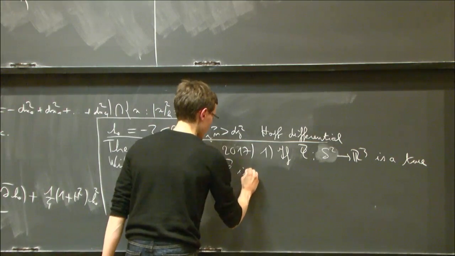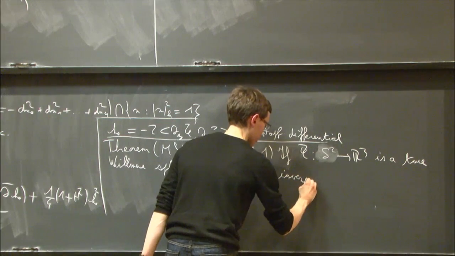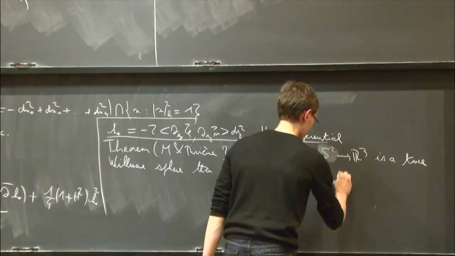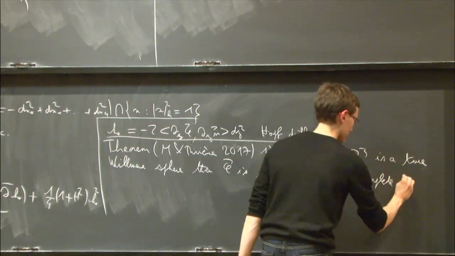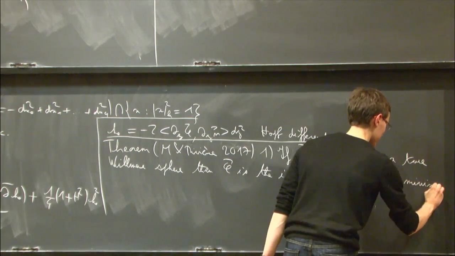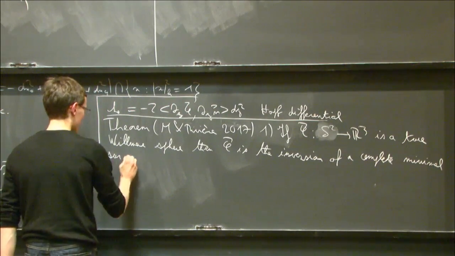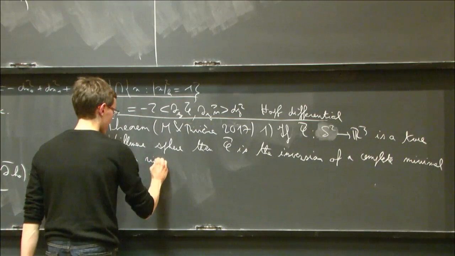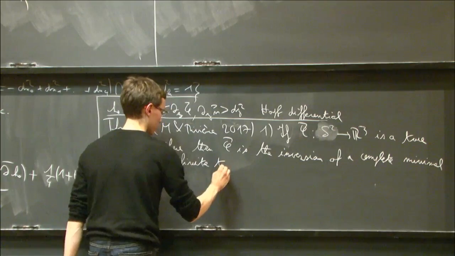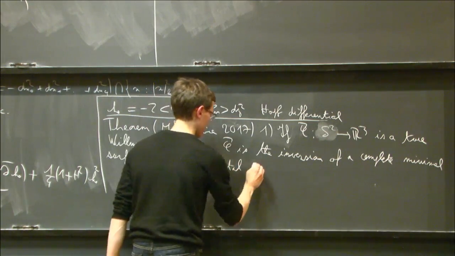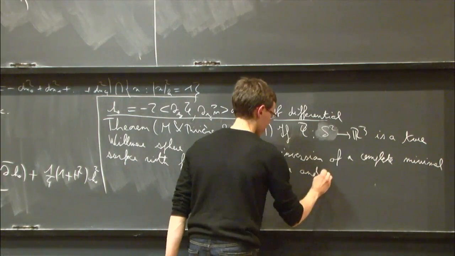then phi is the inversion of a complete minimal surface, so it should be with a finite total curvature and zero flux.